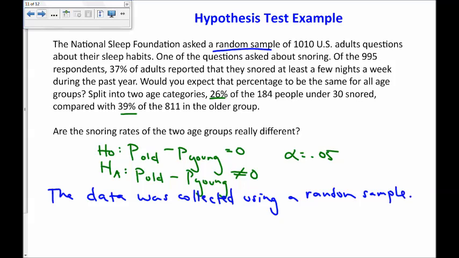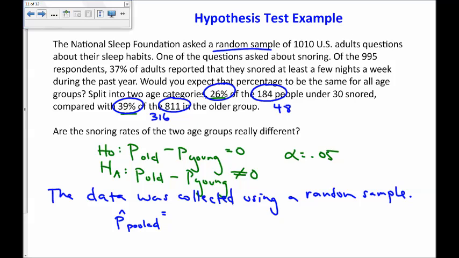Okay, now I can check the success-failure condition using a pooled value. So here's how you find your p hat pooled. Hat means it comes from my sample. I need to find out how many people. So 26% times 184 turns out to be about 48 people. I'm rounding so I have a whole number of people. And 38% of 811 turns out to be about 316.